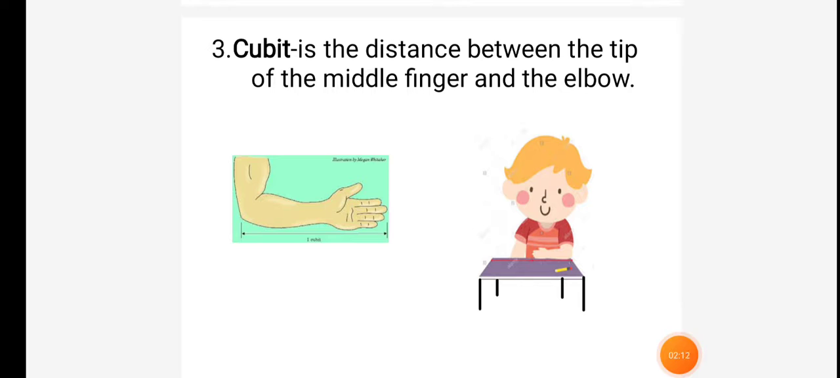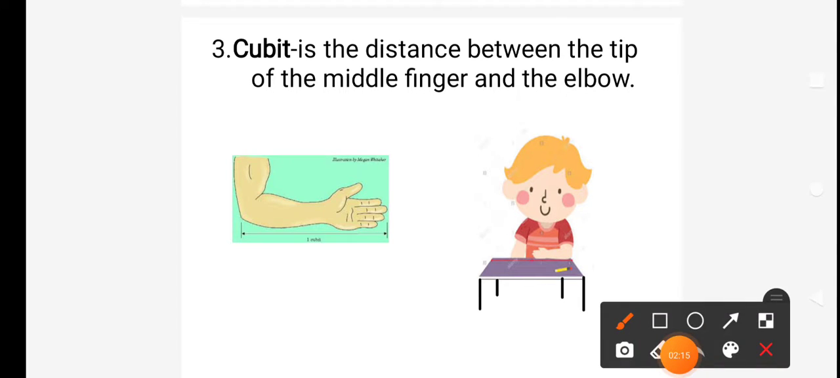Third, cubit. Cubit is the distance between the tip of the middle finger and the elbow. And in the second picture you can see that this boy is using his cubit to measure length of the table.